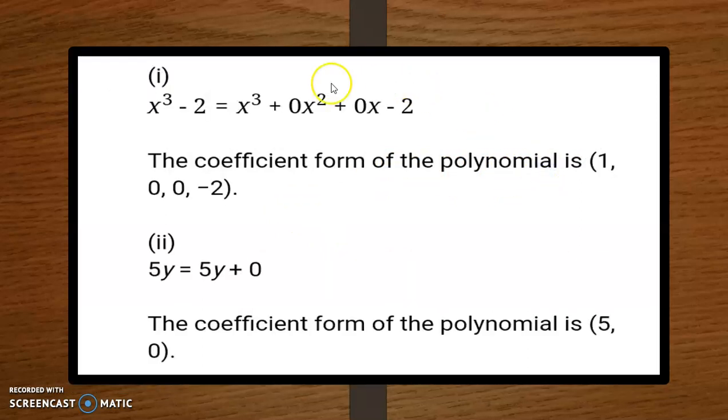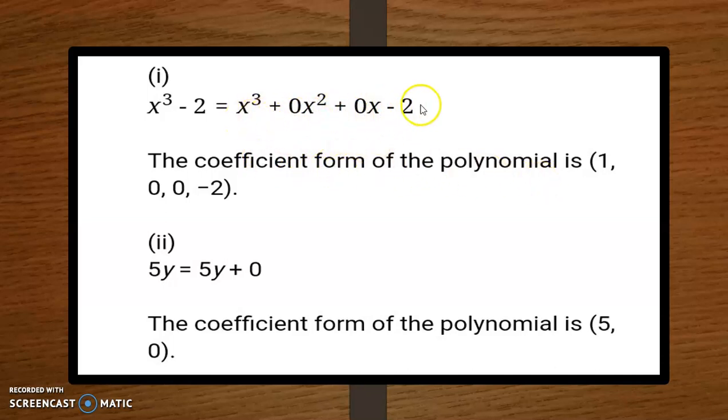We'll see question-wise. x cube minus 2. Here the highest index is 3. After 3, index 2 and index 1 are missing, so we'll write them with 0 coefficient: x cube plus 0x square plus 0x minus 2. The coefficient form of the polynomial.